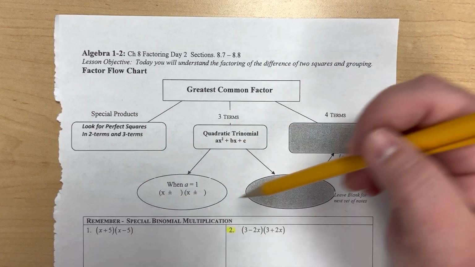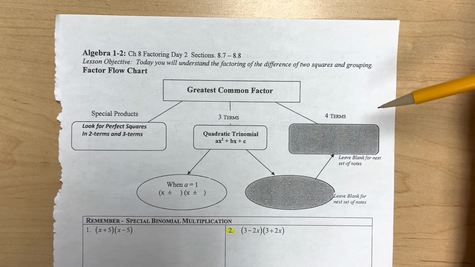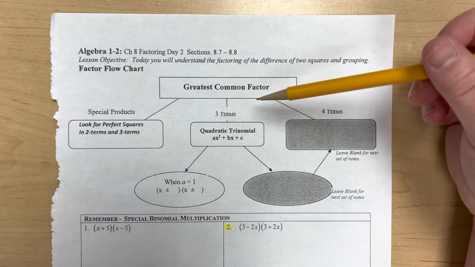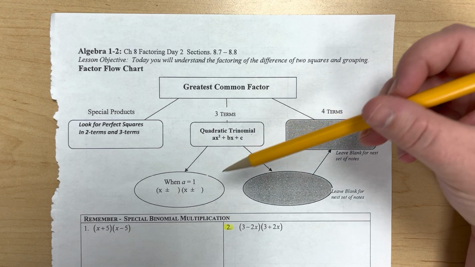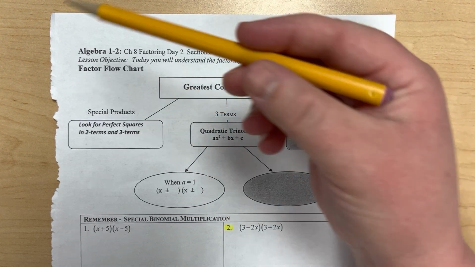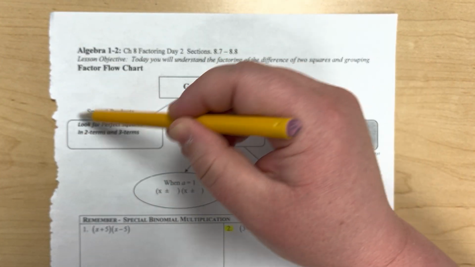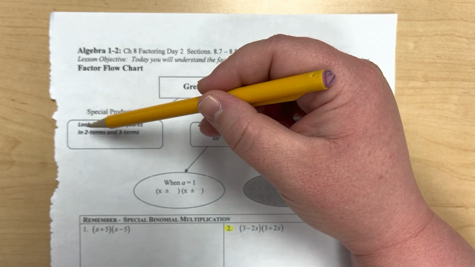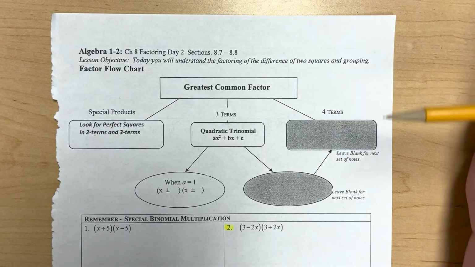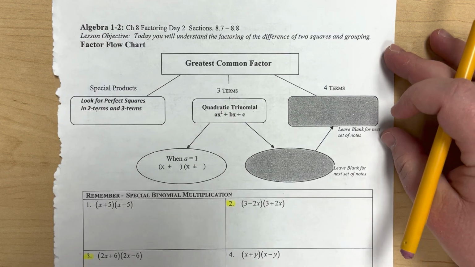So up at the top of page 25 in your notebook, you see the same flow chart that we talked about previously when we started talking about how to factor trinomials when a is equal to 1. Off to the side here, you should see special products. So you're looking for perfect squares in both 2 terms and 3 terms. We're going to start by talking about the 2-term ones.